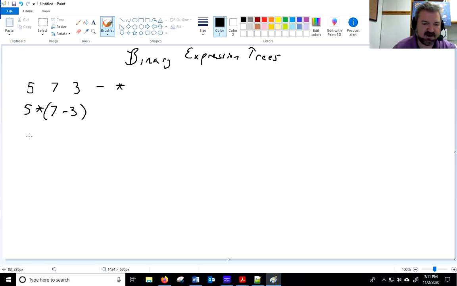Now, prefix is where the operators come before the operands. So we're going to times last, so I'll put that one there. I'll be timesing a 5 times the subtraction of 7 and 3. You think infix can be confusing to think about, but prefix can be kind of tough to think about too.